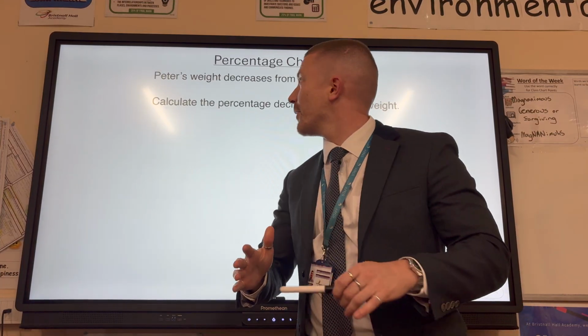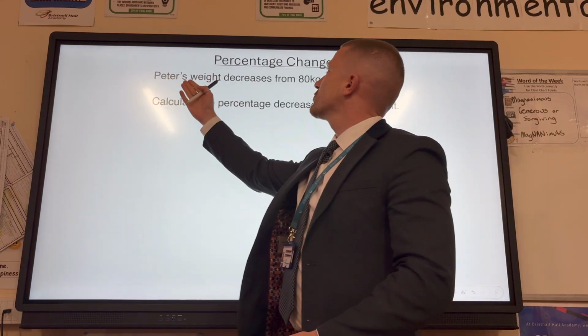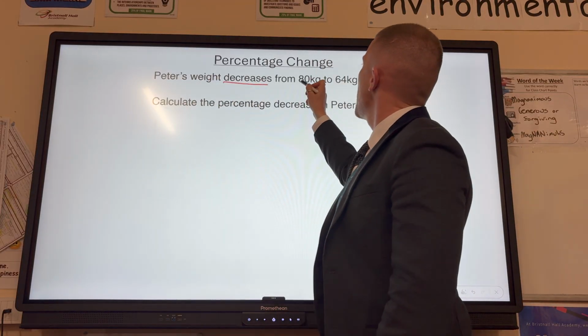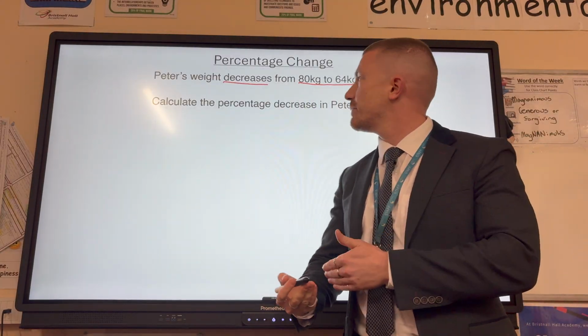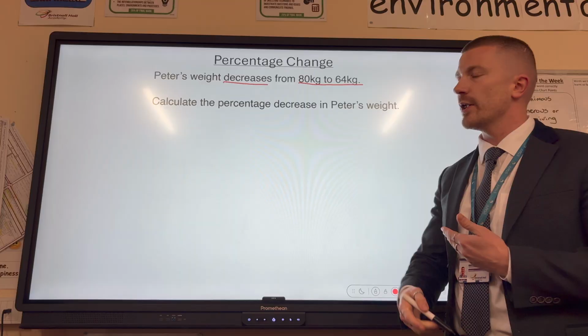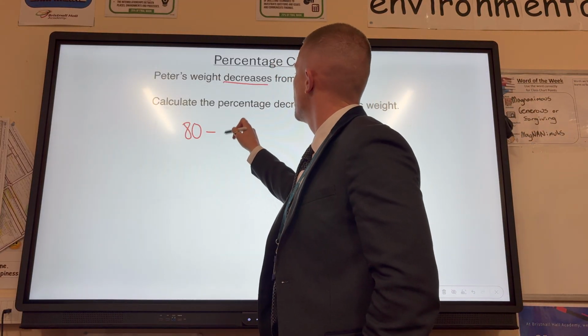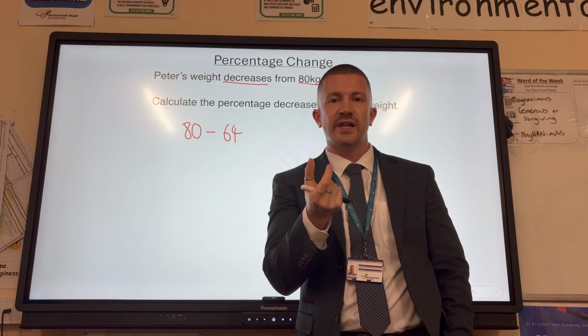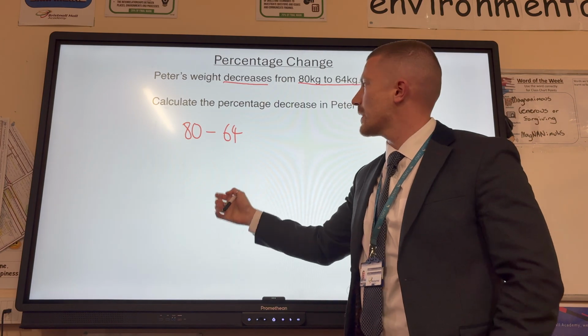Okay, our final topic on percentages with calculators is percentage change. Peter's weight decreases from 80 kilograms to 64 kilograms. We've got to figure out what this is as a percentage decrease. Whether it's an increase or decrease, we always find the difference between the two values. We know that difference is the largest number, subtract the smallest number. So it's always going to be that way around.